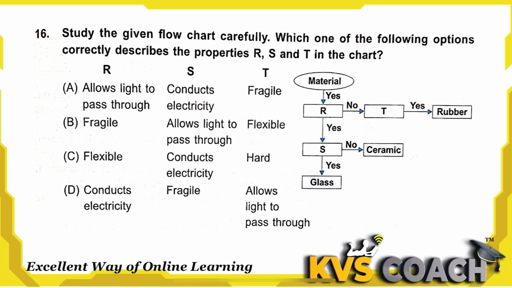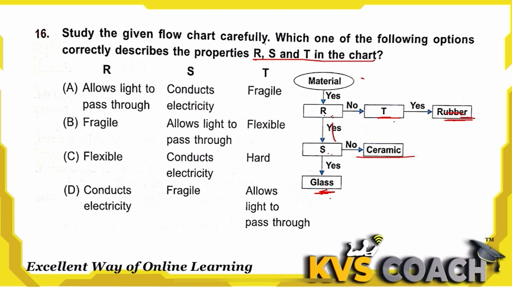Next is, study the given flowchart carefully. Which one of the following options correctly describes the properties R, S, T in the chart? R, S, and T, this is a material. Yes, R. And it is not a rubber. Okay, T is rubber, but R is not rubber. Okay, R is what? R is S, and R is glass. Okay, they both are glass, but S is not ceramic. Okay, so what will be the R, S, T?